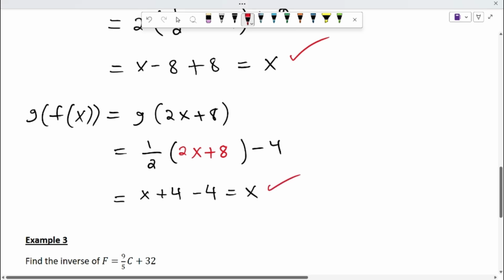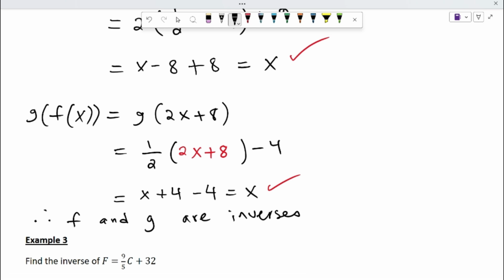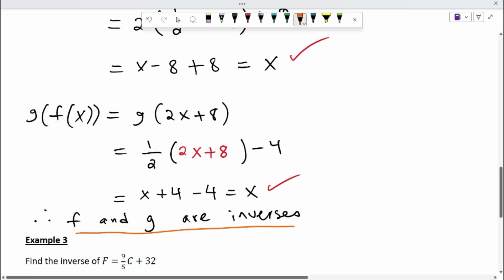So that means f composite g of x equals x, and g composite f of x equals x. Therefore f and g are inverses, because we computed the composition function both ways, and we got the identity function. So that's why. All right, so that's how we do that problem.